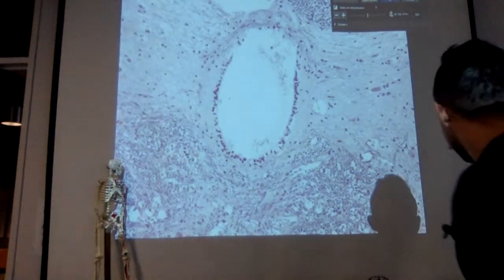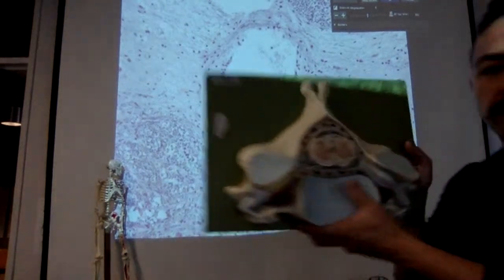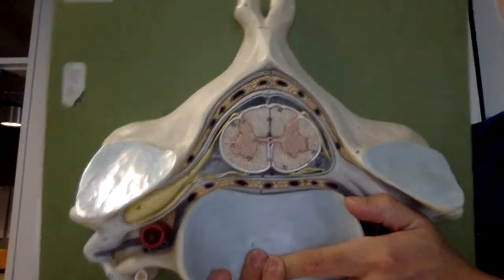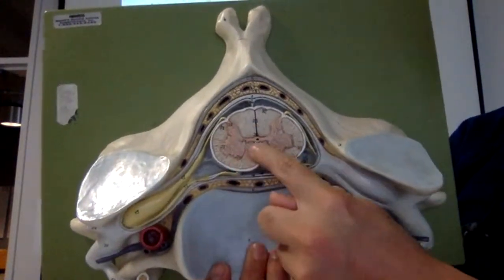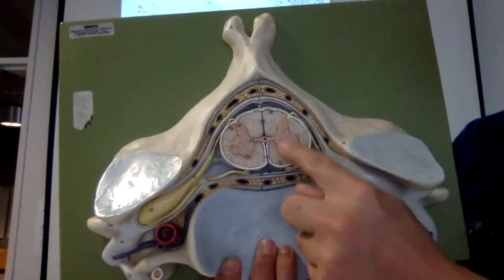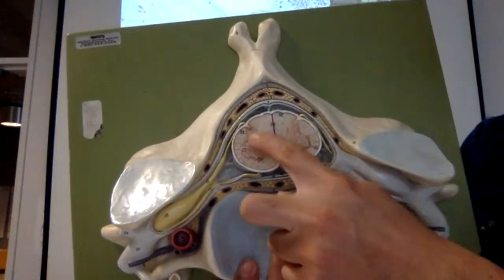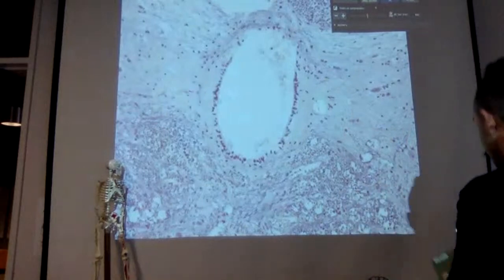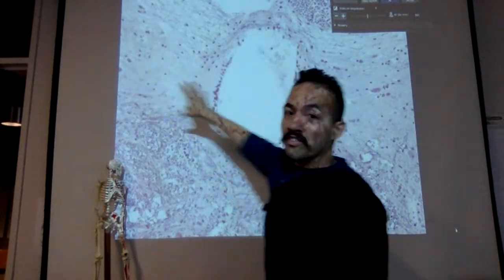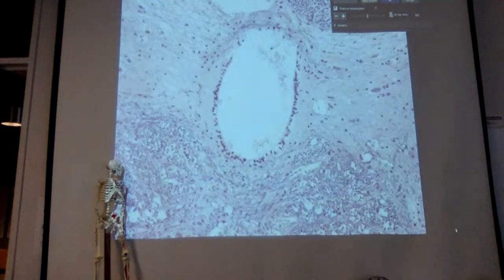Remember what I said about gray matter in the spinal cord? Gray matter is in the horns. So dorsal horn, ventral horn, dorsal horn, ventral horn. It's in these horns. So in our histology, the horns are right next to this central canal.